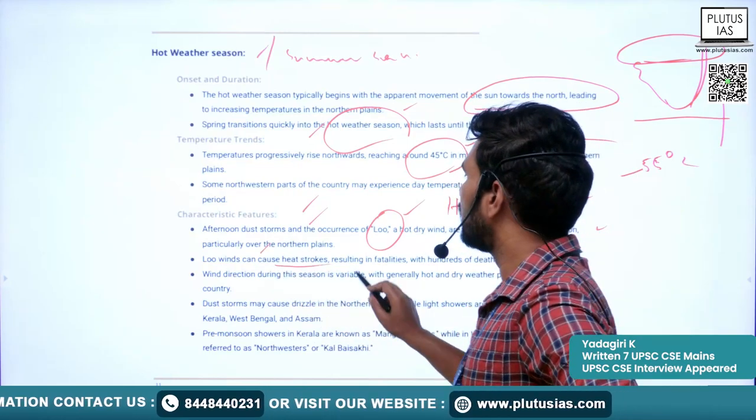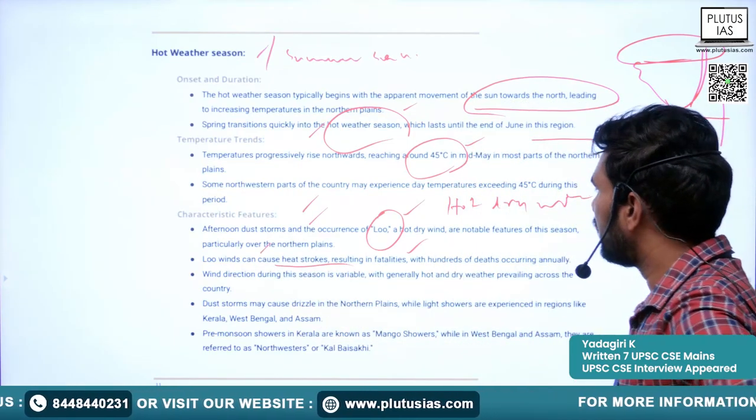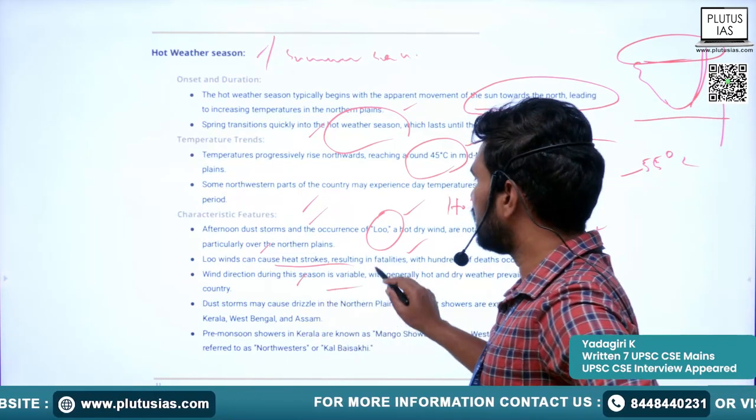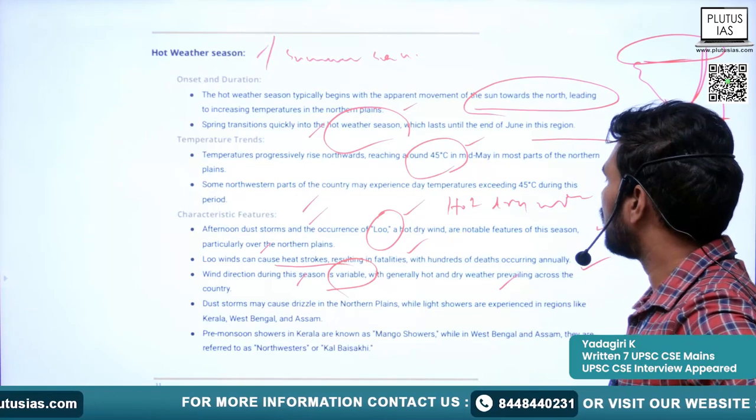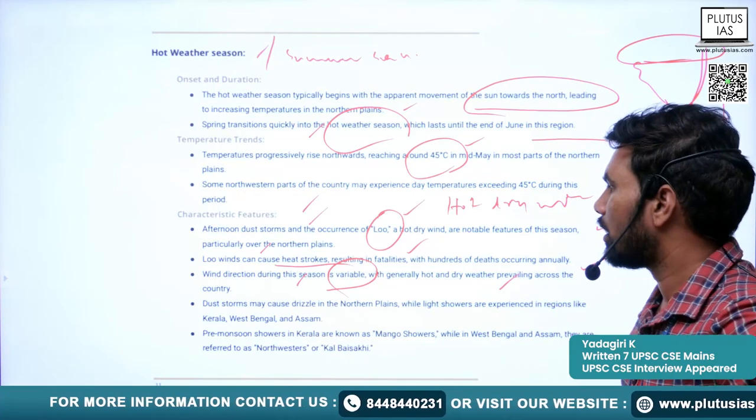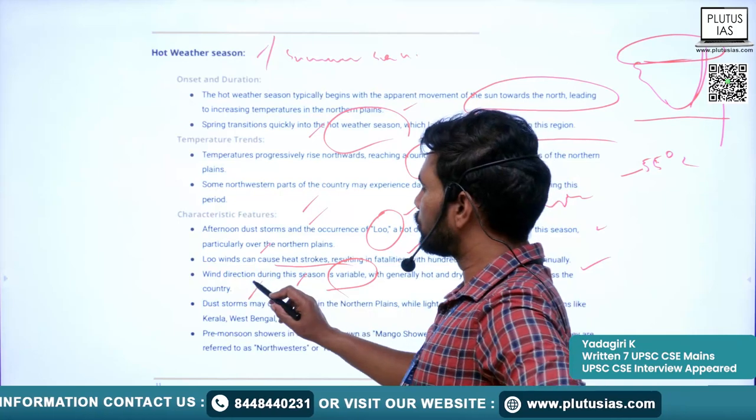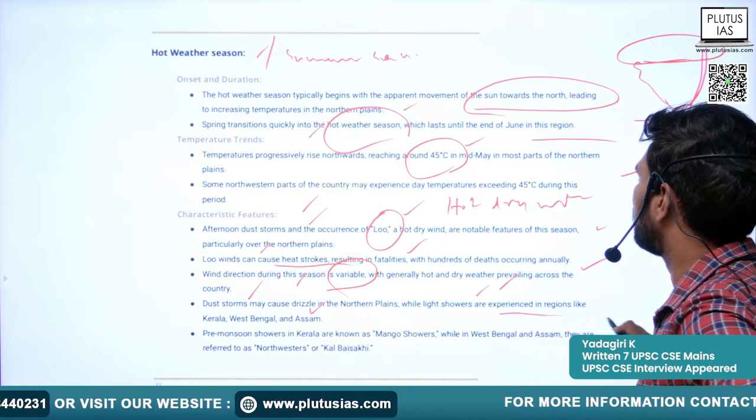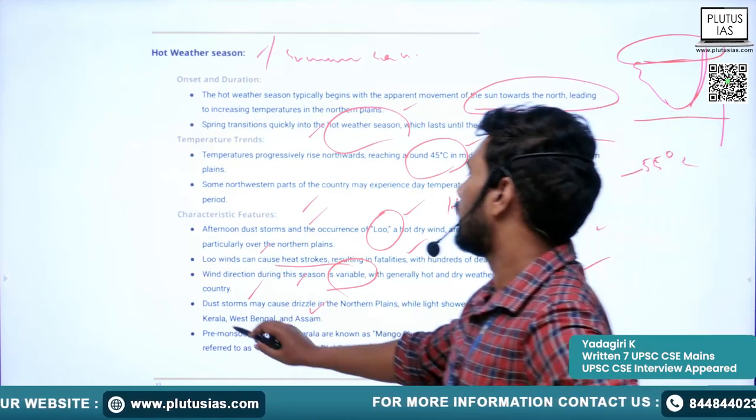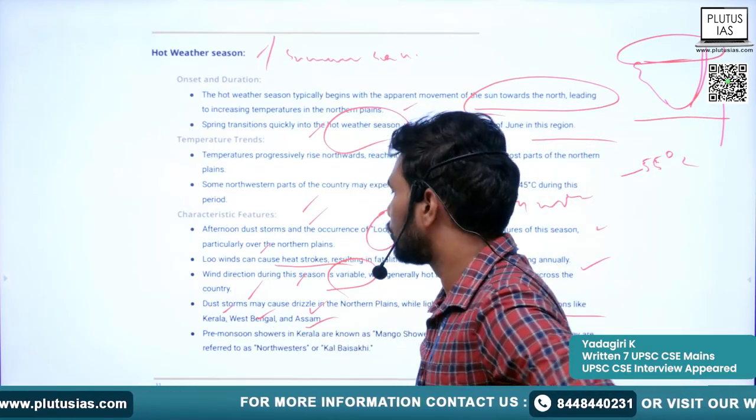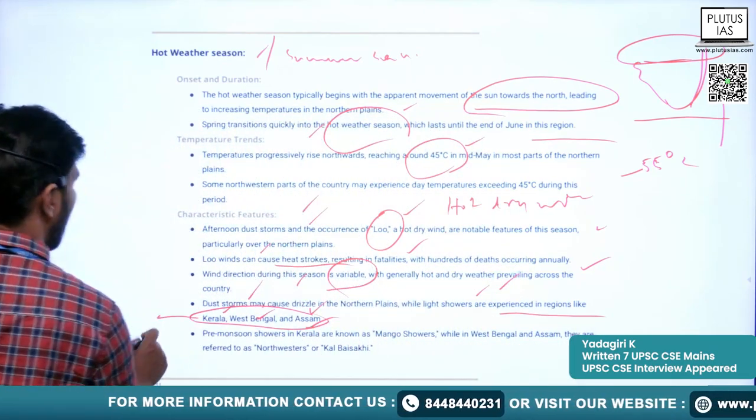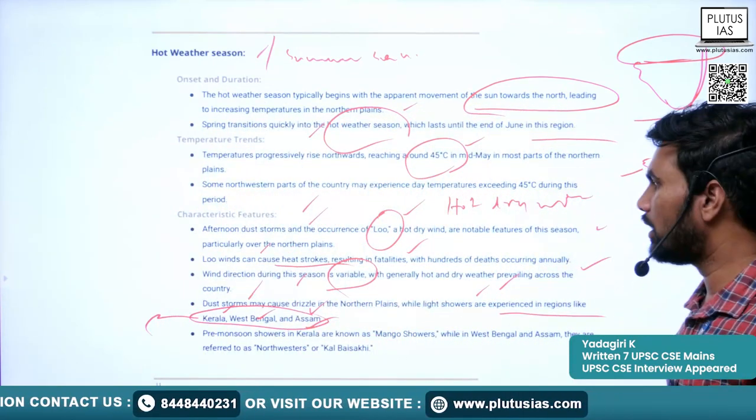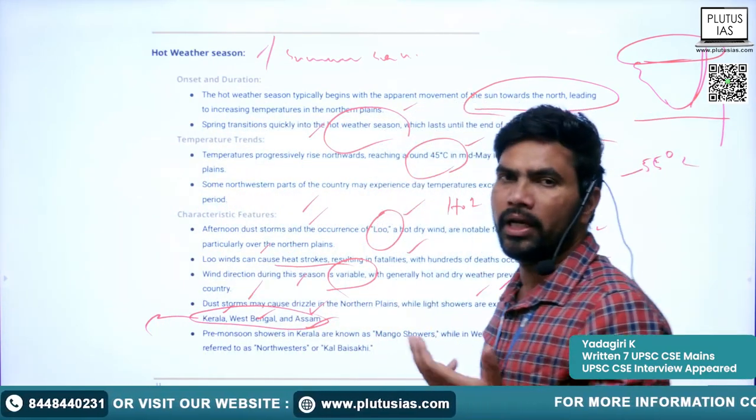Loo winds can cause heat strokes, resulting in fatalities, with hundreds of deaths occurring annually. Wind direction during this season is variable, with generally hot and dry weather prevailing across the country. The dust storms may cause drizzle in the northern plains, while light showers are experienced in regions like Kerala, West Bengal and Assam. These showers are known as pre-monsoon showers. They are known by different names in different regions.